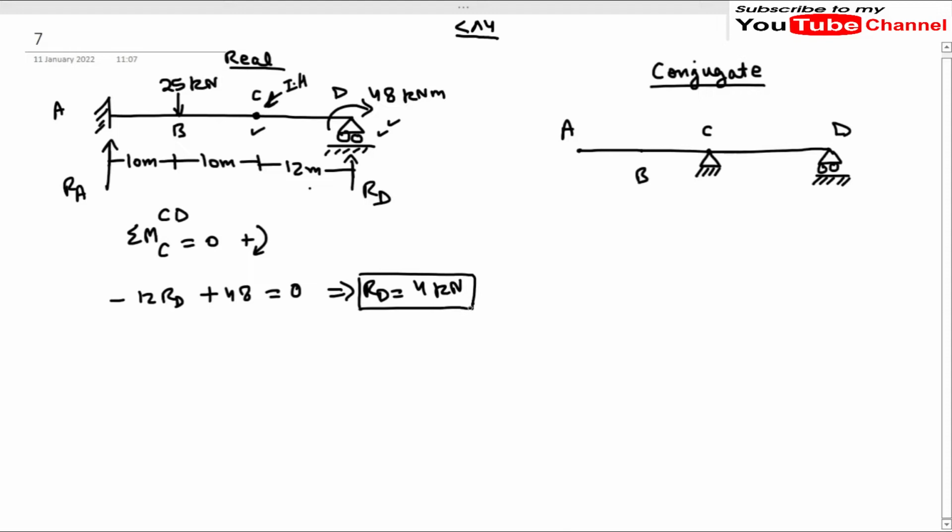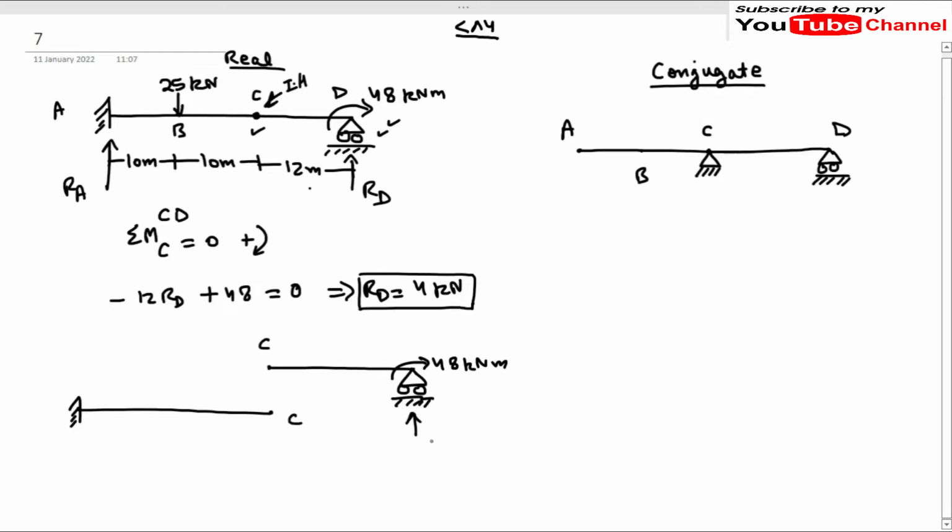So we should find the other values. At C we have an internal hinge. The easiest way to find all other support reactions is to break this beam at C, as I am drawing here. So here this is our pin support, and this is our moment of 48 kN-m. This is our point C.